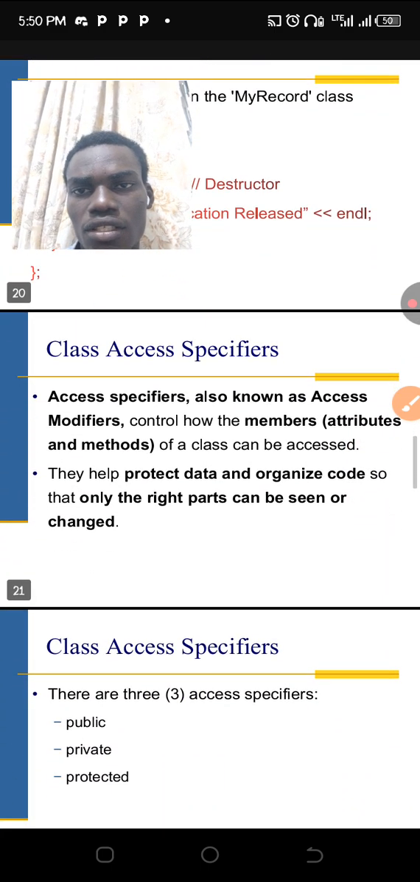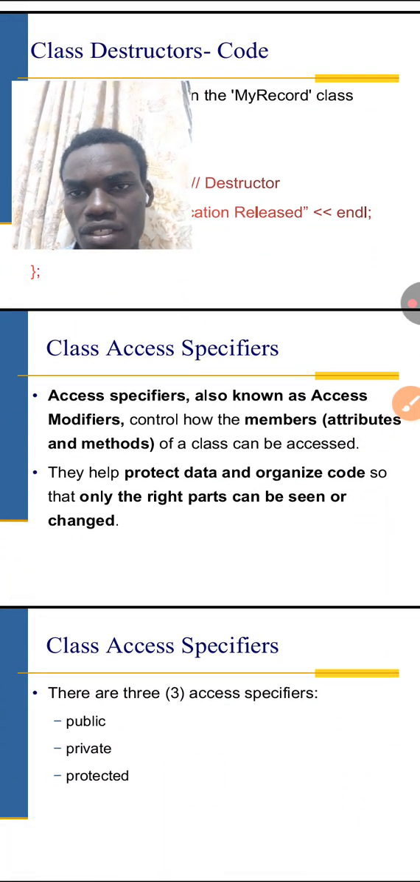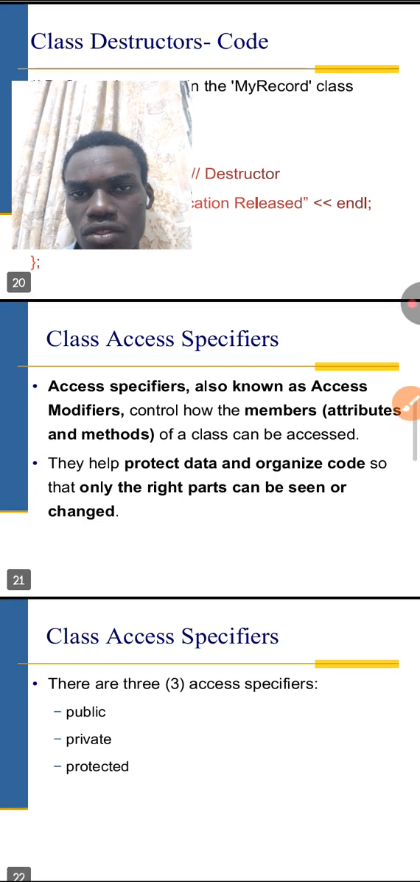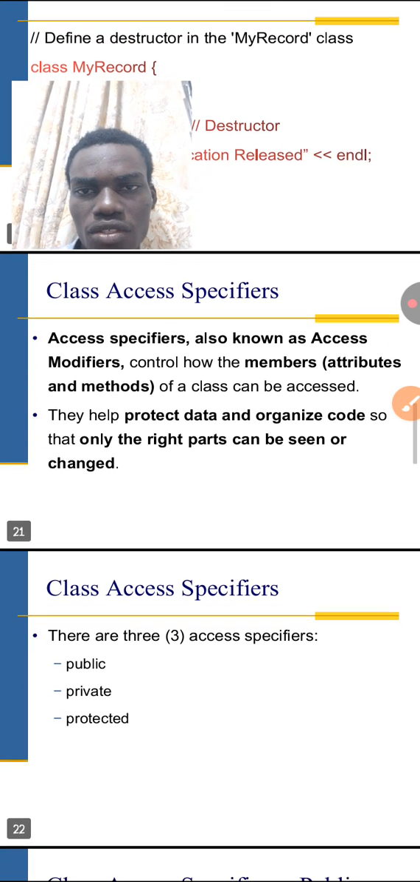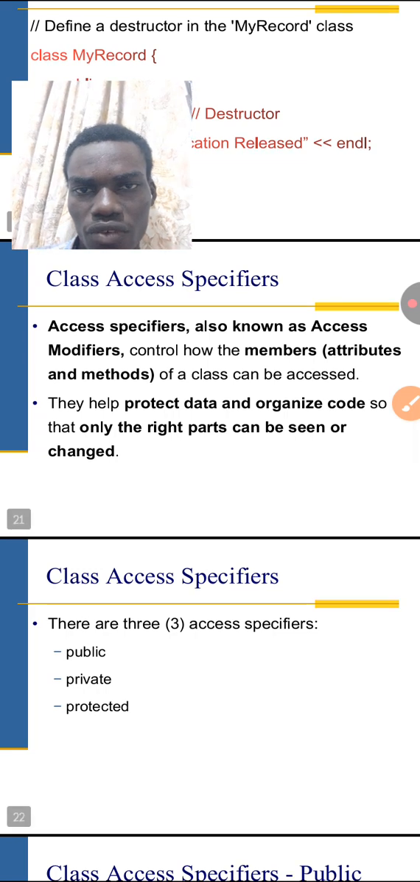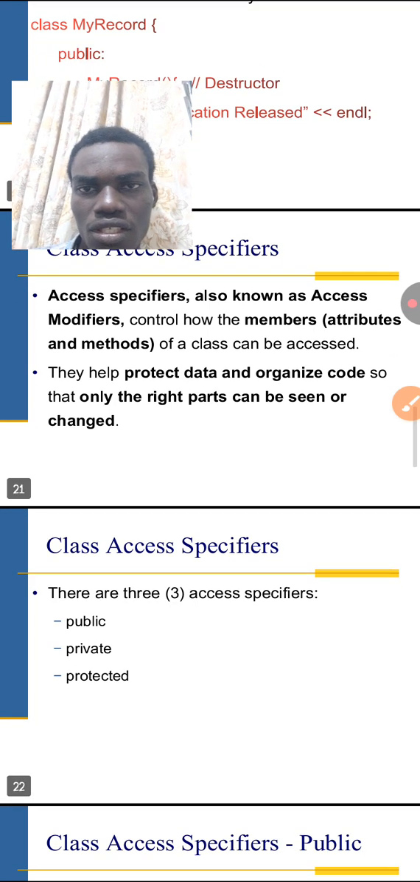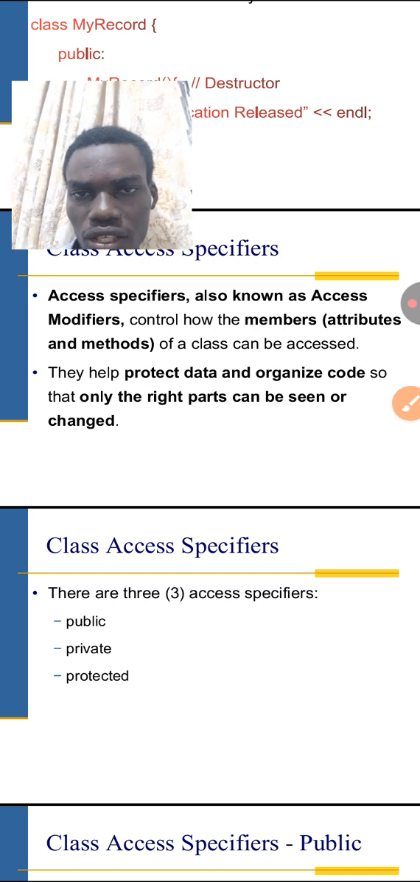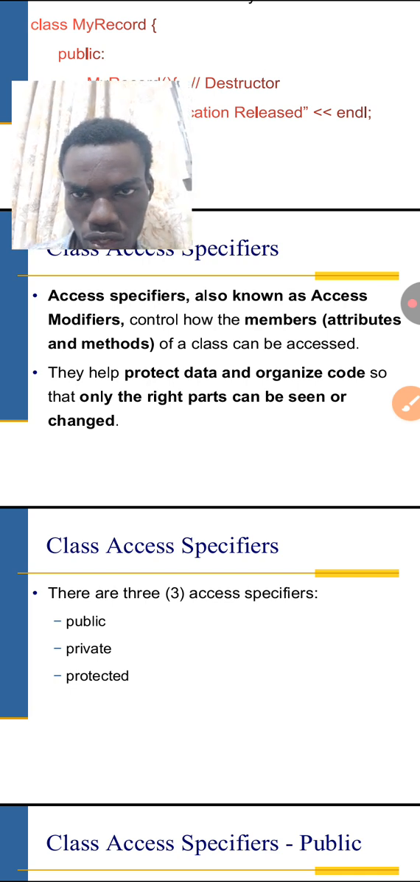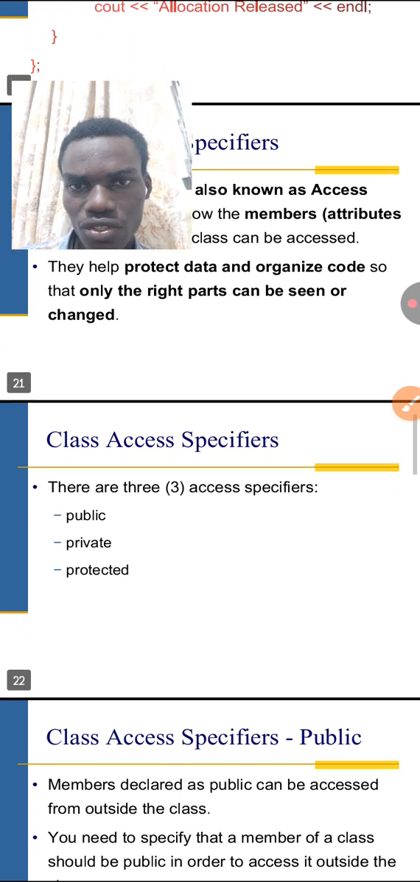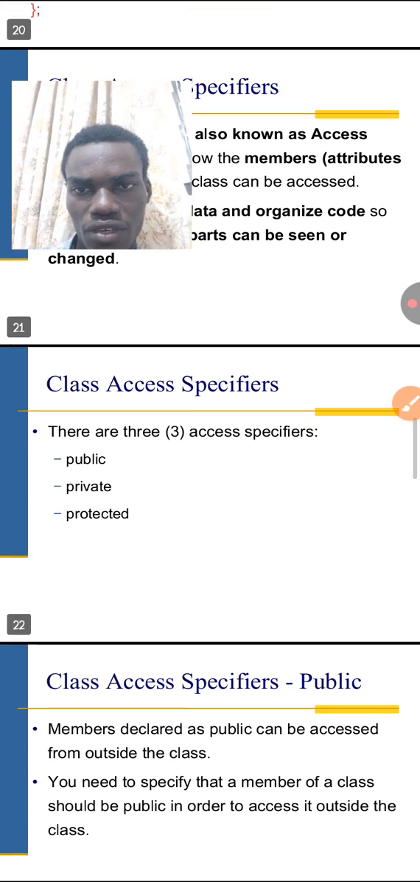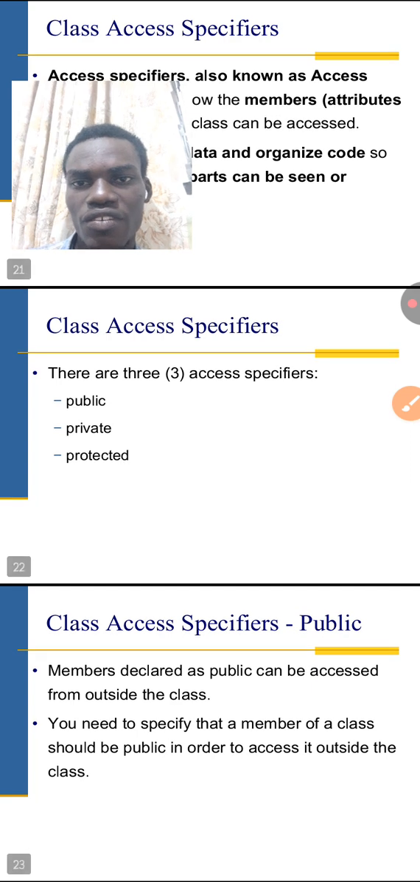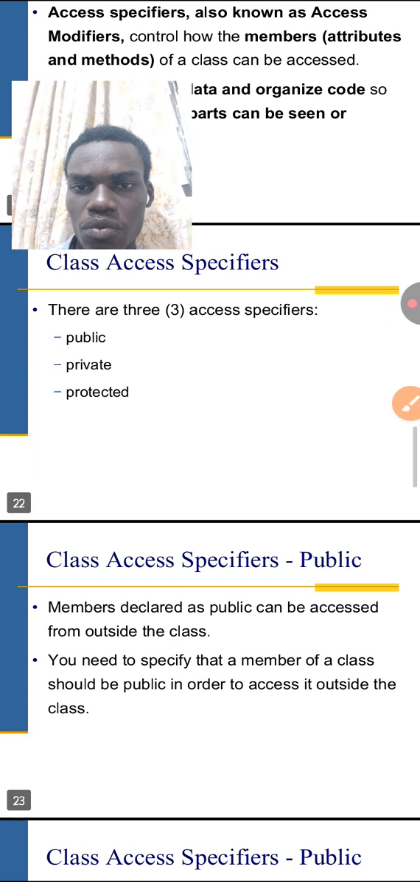Now let's look at class access specifiers. Access specifiers, also known as access modifiers, control how the members (the attributes or methods) of a class can be accessed. They help protect data and organize code so that only the right parts can be seen or changed. There are three access specifier types. We have public, we have private, we have protected.